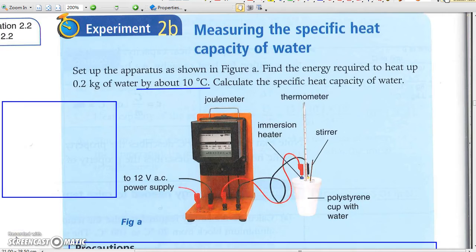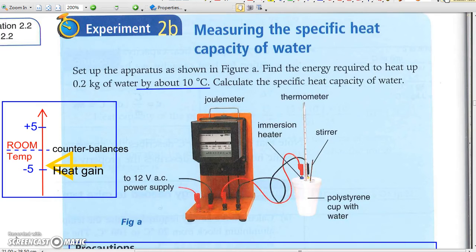To further improve the accuracy of the experiment, you may start with cold water and heat it from 5 degrees Celsius below the room temperature to 5 degrees Celsius above the room temperature. In this way, the heat gained during the first half of the experiment may counterbalance the heat loss in the second half of the experiment. So the heat exchange with the surroundings may be much reduced.